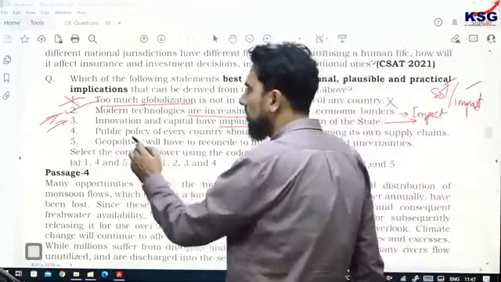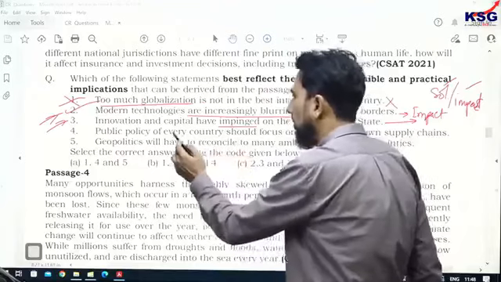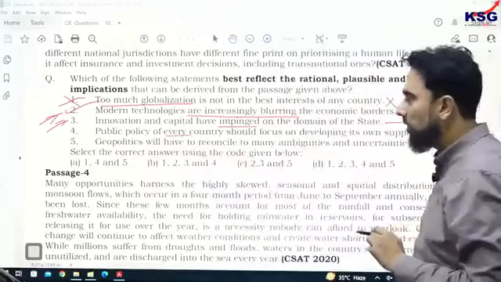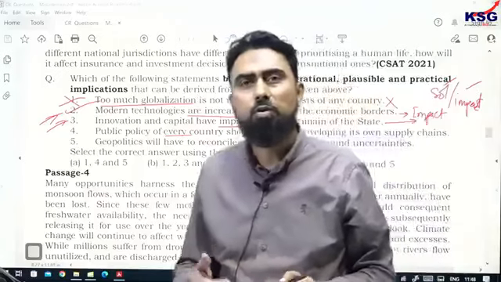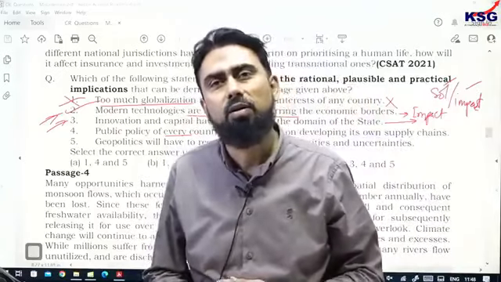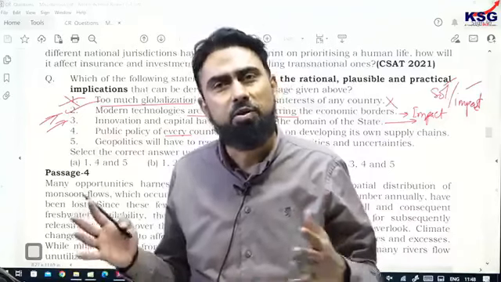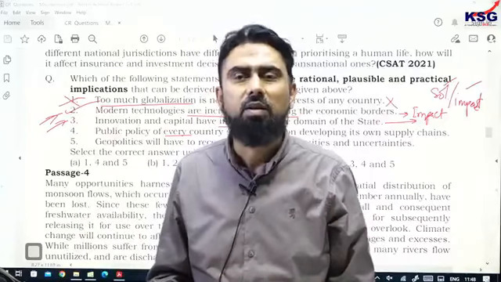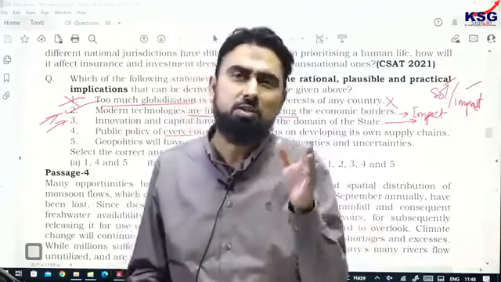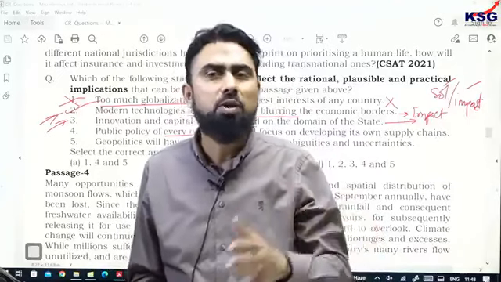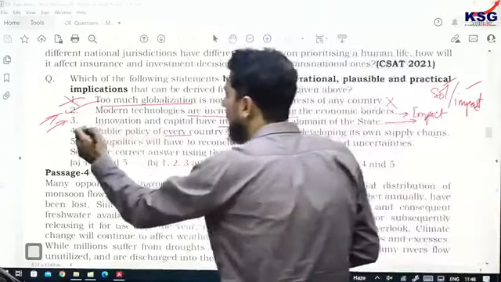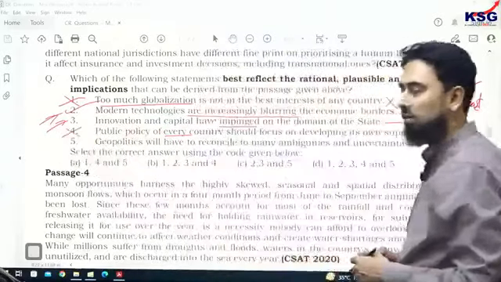Fourth one, the author says public policy of every country should focus on developing its own supply chains. It means public policy of every country should not allow other countries to import their machines, their cars to the other country, which is again going against globalization. The author has not become judgmental to say that this kind of thing should be stopped. He's only saying that these issues should be addressed. So the fourth is neither a solution nor an impact.